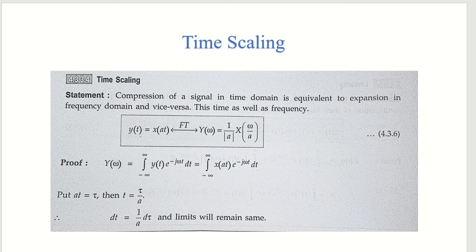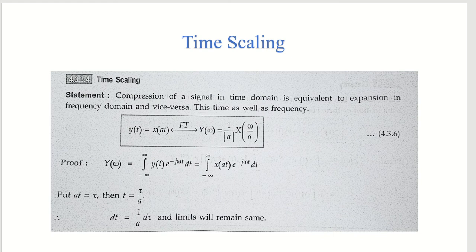and when you take the Fourier transform, what will happen? Your Fourier transform will be 1 by modulus of a, where a is the constant multiplied with your time. So you will get 1 by a times X of omega divided by a. That will be the Fourier transform of your signal which has some constant multiplied with its time.